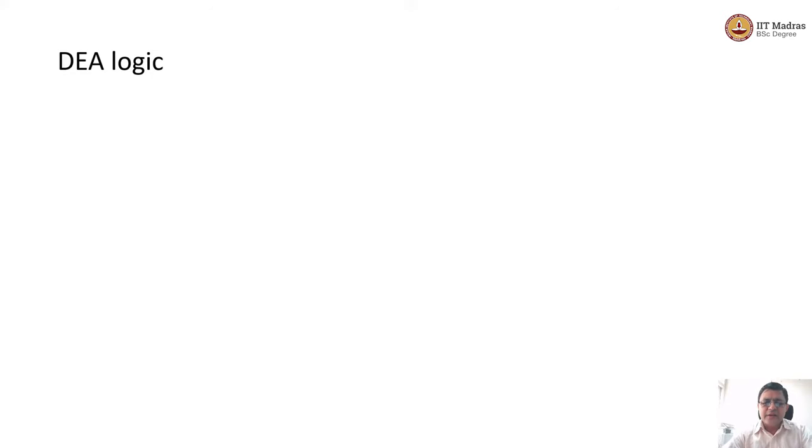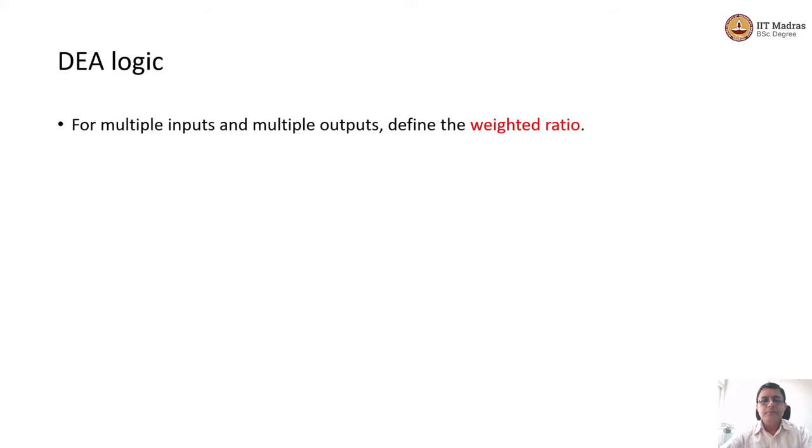First of all, let us understand that we are going to consider multiple inputs and multiple outputs. We started doing that from our graphical method where we had at least more inputs or we had more outputs. Right. We saw those two examples. So since we are going to have multiple inputs and multiple outputs, instead of a simple ratio of output divided by input, we are going to define what is called weighted ratios. Now what is weighted ratios? We are going to say that every input has a weight and every output has a weight.